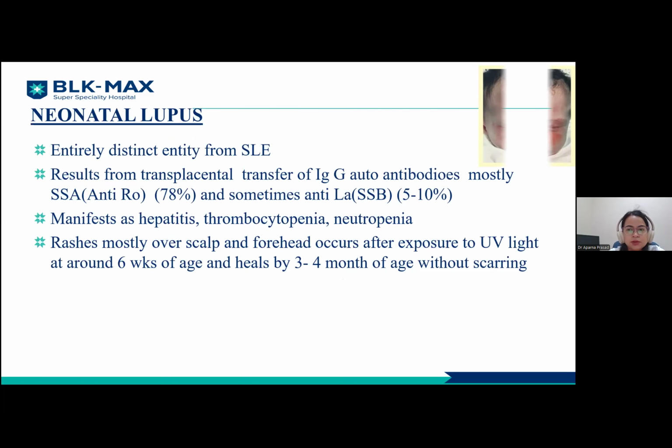Neonatal lupus is an entirely distinct entity from SLE. As we discussed, it's due to the transplacental transfer of autoantibodies. Mostly it is anti-Ro in 78% and anti-La in 5 to 10%. Manifestations can be cutaneous, thrombocytopenia, neutropenia, or hepatobiliary. Typically they have rashes over the scalp and forehead, which occur after exposure to UV light at around 6 weeks of age, and it heals by 3 to 4 months of age without scarring.